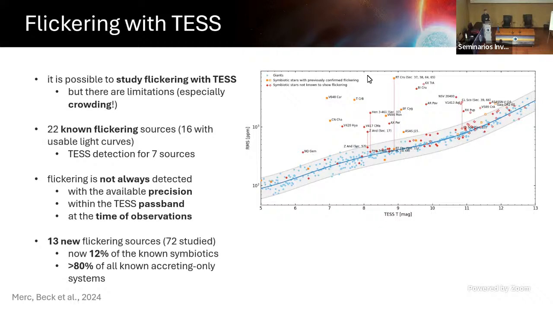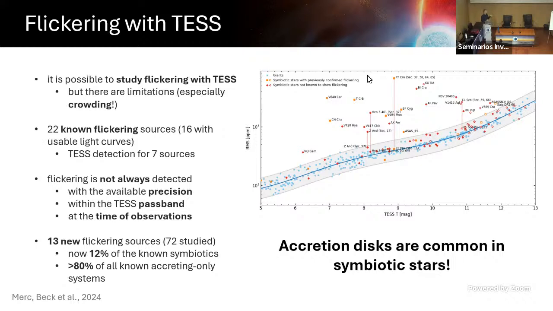These accreting-only systems have low-luminosity white dwarfs or neutron stars. So you don't have much contribution from the nebula. So there should be, in principle, no difference in accretion disks between shell burning and accreting-only. It's only that in accreting-only, it's much easier to see the variability from the accretion disk because you don't have a strong contribution from the nebula. And if there is no difference, then you can generalize this conclusion to the fact that accretion disks seem to be very common in symbiotic stars.